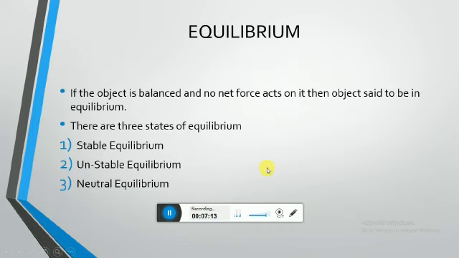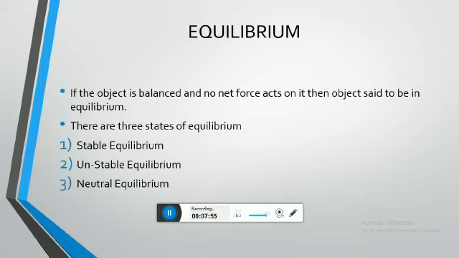Now let's discuss equilibrium. If an object is balanced, or no net force acts on it, then the object is said to be in equilibrium. There are three states of equilibrium: number 1, stable equilibrium; number 2, unstable equilibrium; number 3, neutral equilibrium. Although we discussed the concept of stable and unstable states, now we relate that stable and unstable state of an object to equilibrium.